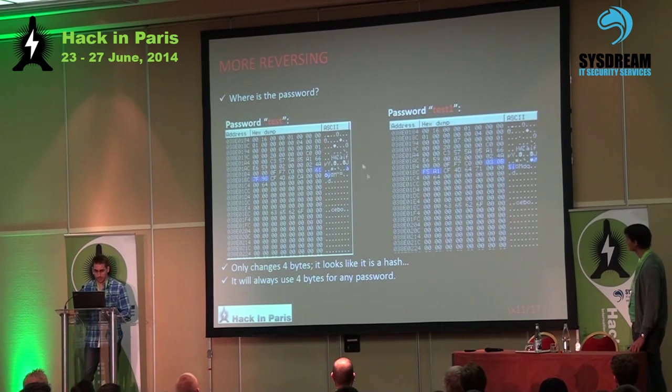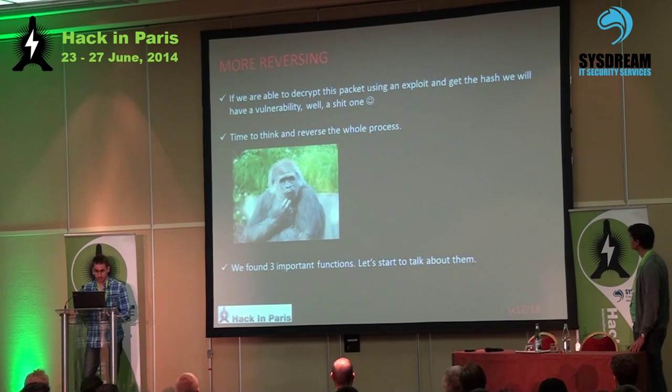As you can see here, we were doing several tests with the password test and the password test one, and we realized that it's a password hash. Okay, it's a 4 bytes password hash. So if we are able to decrypt this packet using an exploit and get the hash, we will have a vulnerability. It won't be a really big vulnerability yet, but at least it's a good point to start.